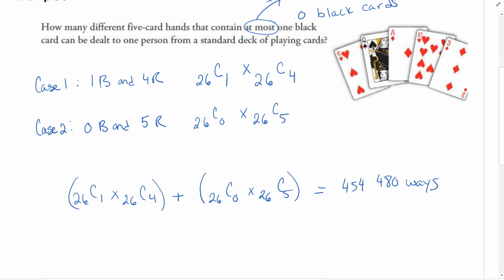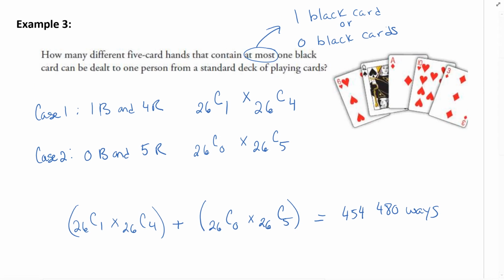Okay? So again, at least, at most tells you we're dealing with cases. In each case, one black card and 4 red cards, we're multiplying those two combinations together because both have to hold true. And then looking at each individual case, we're adding them together because it could be case 1 or case 2 to get the sum.